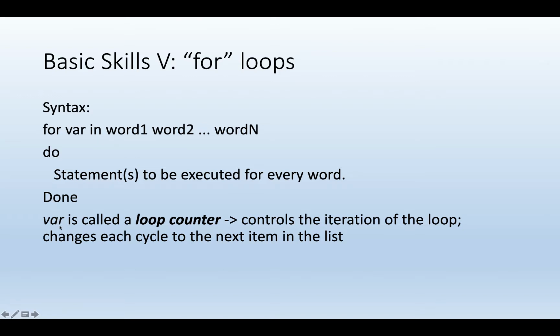And remember that as we go through this var, the value of it will change. So the first time through the loop, it's going to be equal to word 1. The second time, it's going to be word 2. The third time, it's going to be word 3, etc., until it gets all the way to the last word in the list.